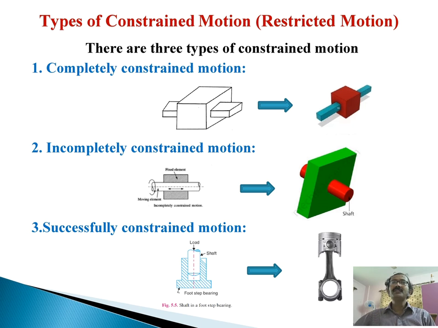Now, types of constrained motion. This is also called restricted motion. So there are three types of constrained motion. First one is completely constrained motion, second one is incompletely constrained motion, and third one is successfully constrained motion.